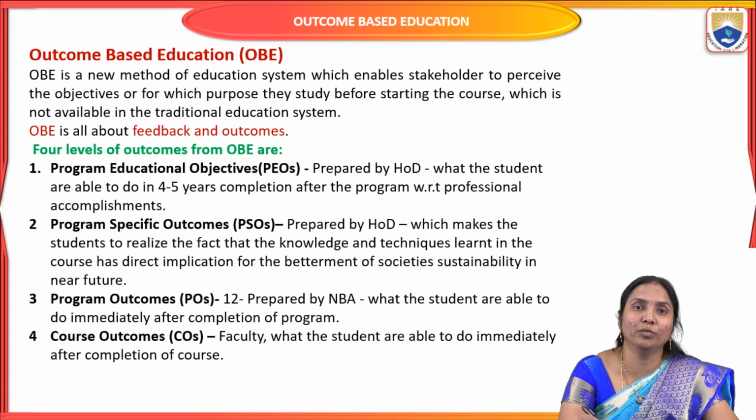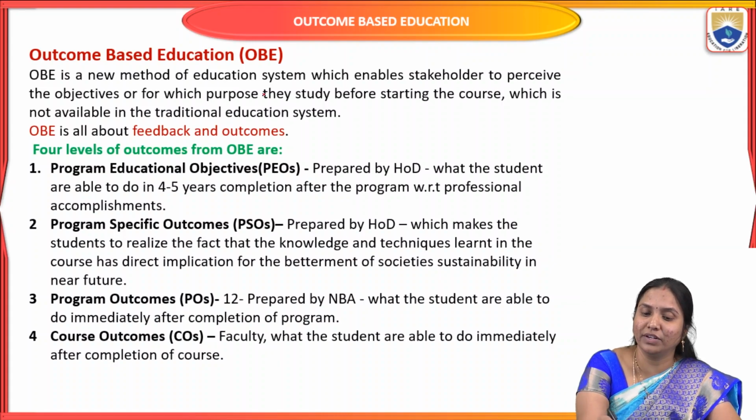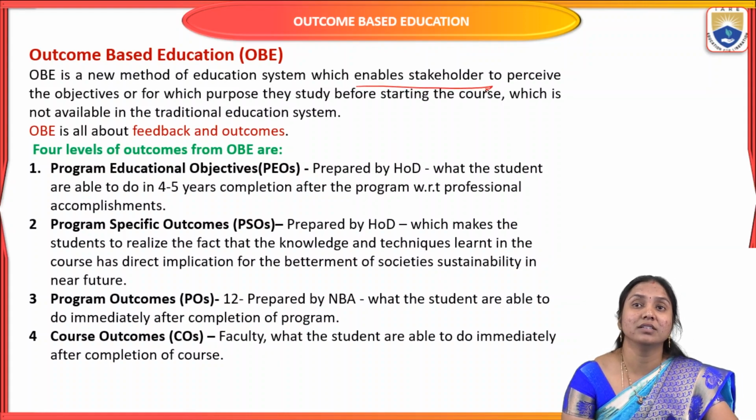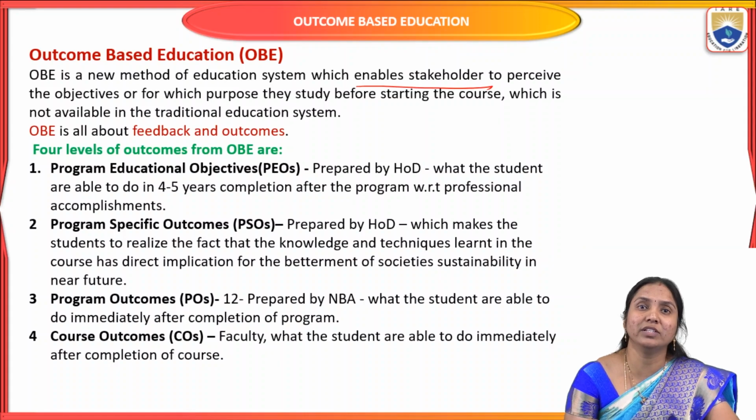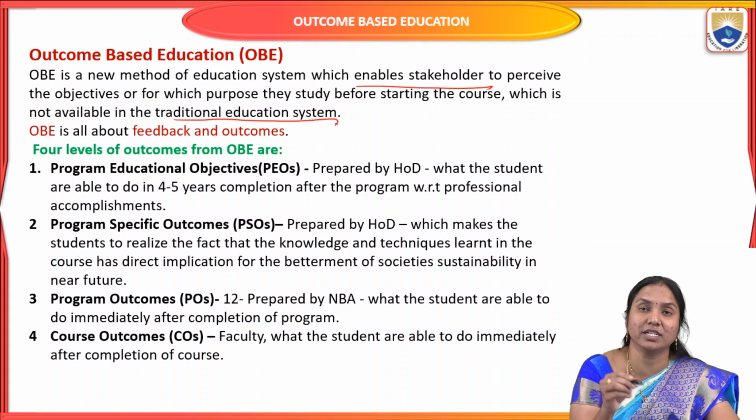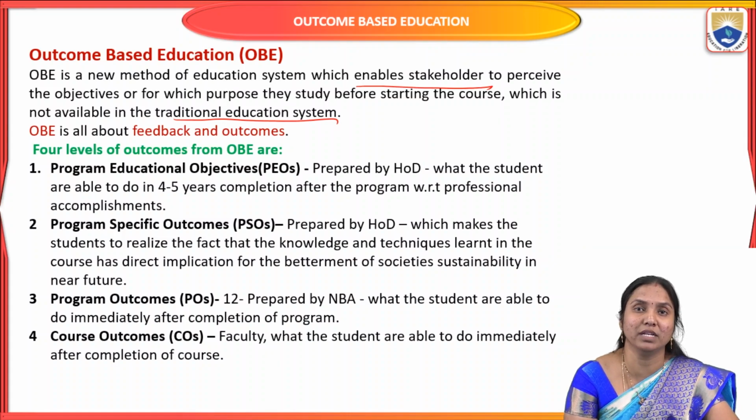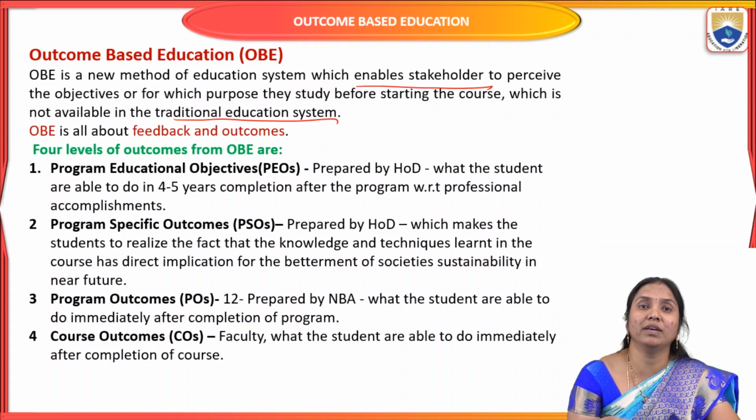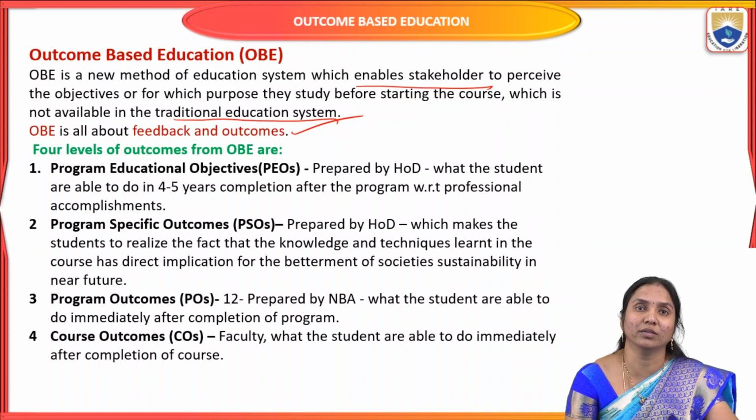So here in this OBE, we already know what the use of OBE, outcome based education, is. OBE is a new method of education system which enables stakeholders to perceive the objectives, for which purpose they study, before starting the course, which is not available in the traditional education system. So all is covered in outcome based education. OBE is mainly all about feedback on outcomes. So what are the four levels of OBE? Program educational objectives, program specific outcomes, program outcomes and course outcomes.